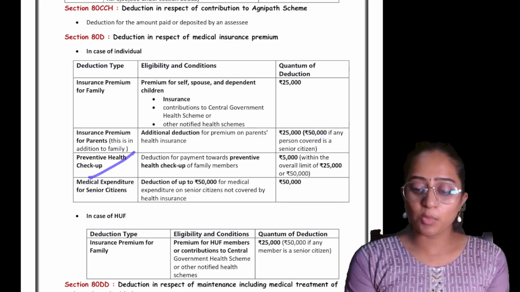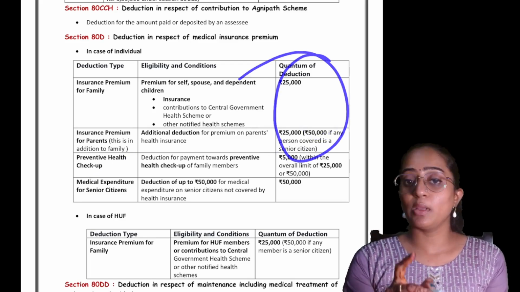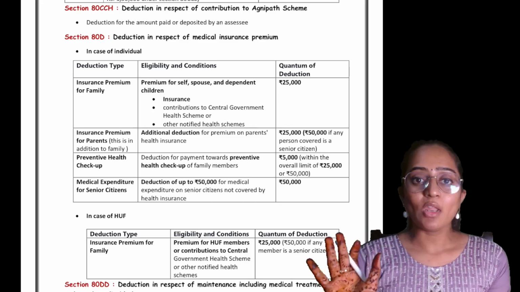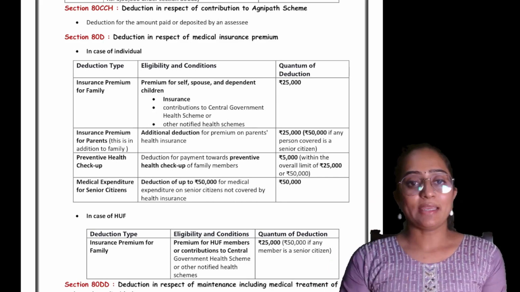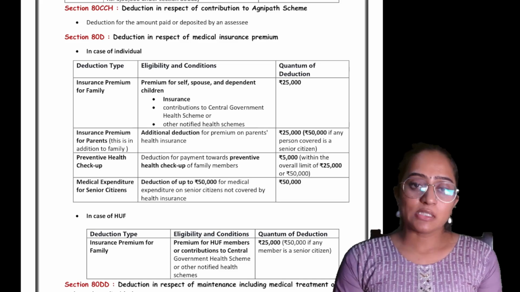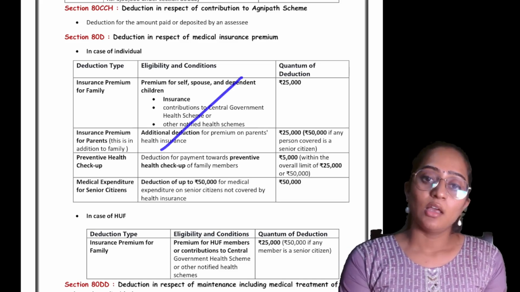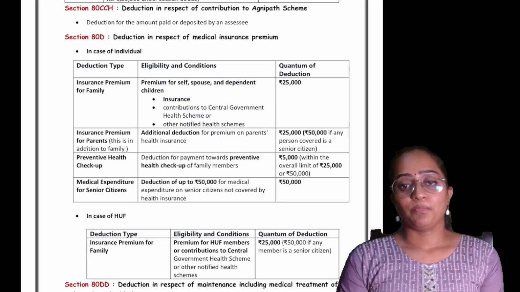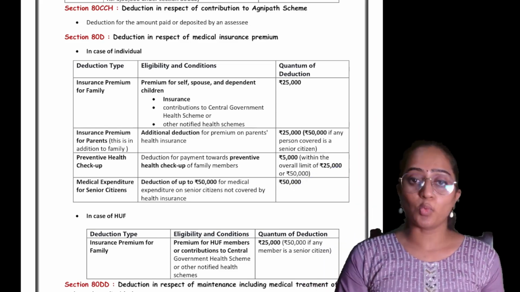Preventive health checkup, a maximum of 5,000 is available, and this is within the overall limit of 25,000 and 50,000. We have to consider this within the 25,000 and 50,000 brackets itself. Okay. Medical expenditure for a senior citizen is considered as a deduction of up to 50,000 rupees. If you have not taken the premium as your deduction, then you can take it. If you have actually incurred the expense, then you can take up to 50,000 rupees.